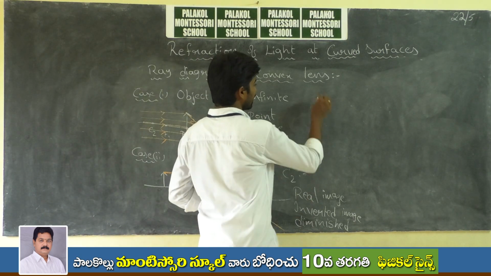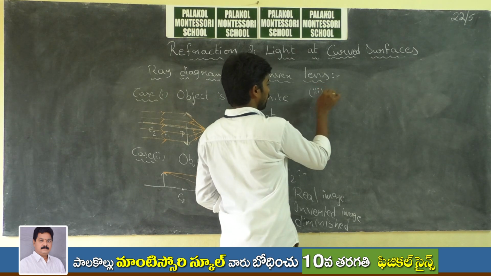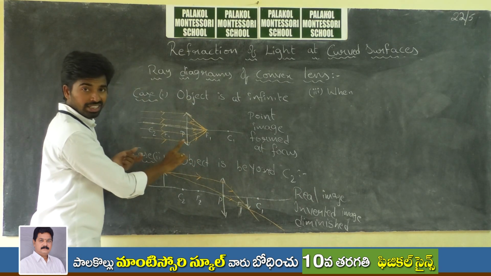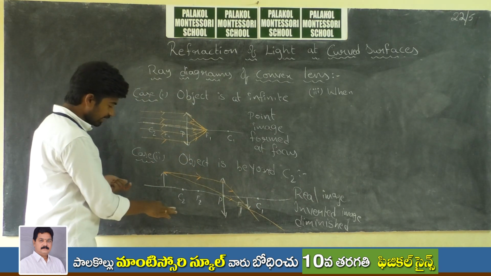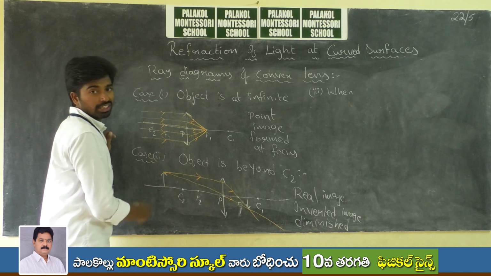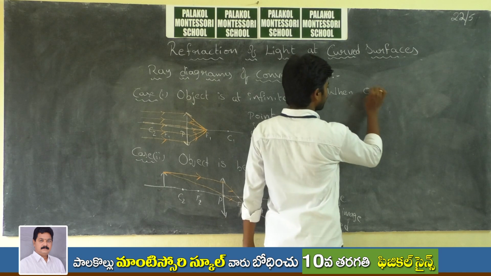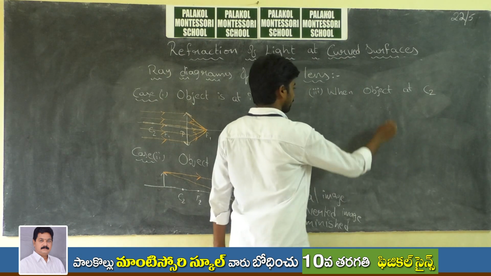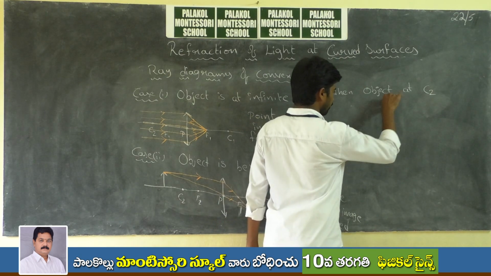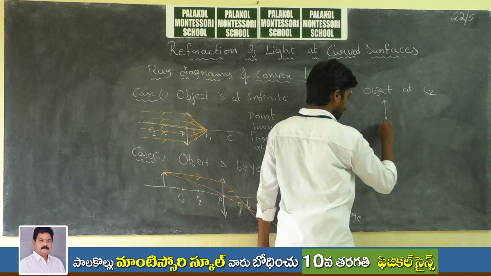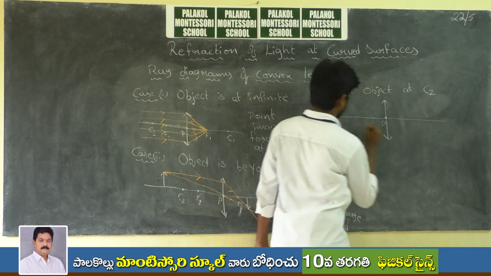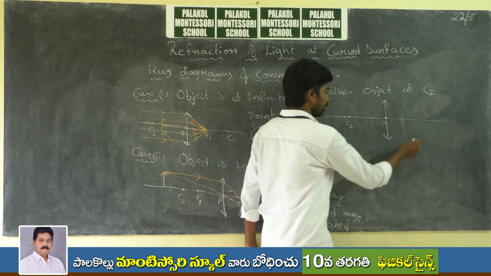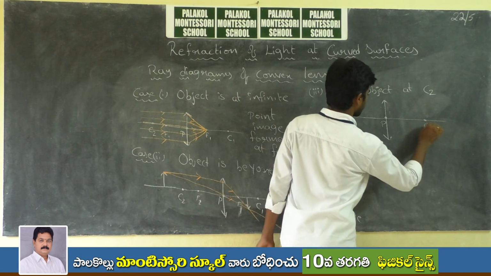So let us see another case, when the object is at the center of curvature. Initially we considered the object at infinite distance. Later we considered the object placed beyond the center of curvature. Now consider when the object is at the center of curvature, an object at C2. So again, a convex lens, pole P, and this is the center of curvature of the second surface C2, and C1.